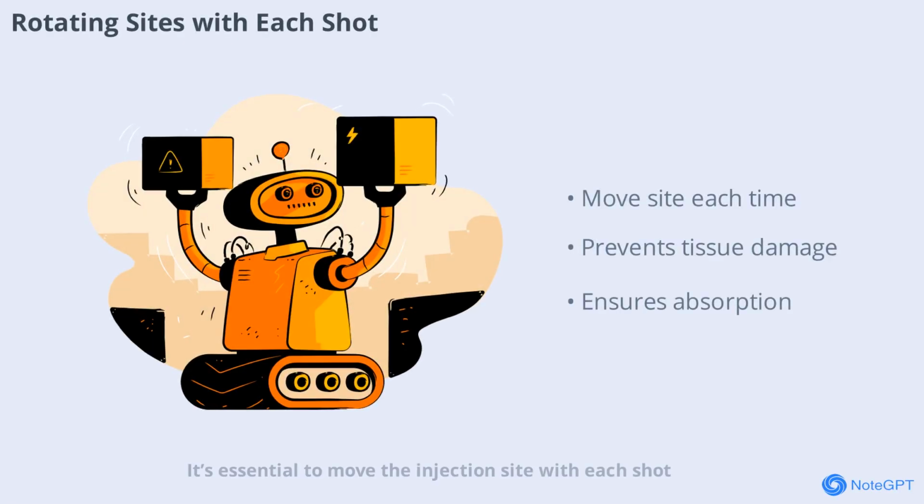It's essential to move the injection site with each shot, even within the same anatomical region. For example, if you're using the abdomen, choose a different spot each time, spacing injections at least one finger width apart. This practice helps prevent tissue damage and maintains consistent insulin absorption over time.